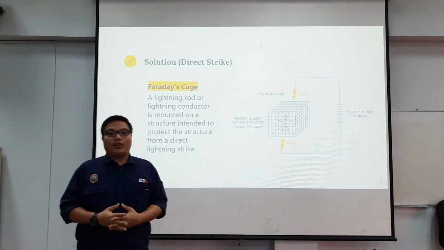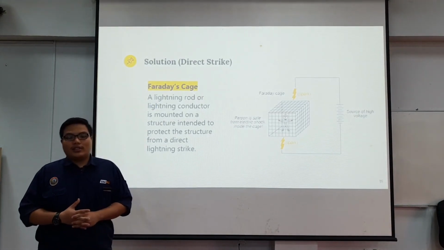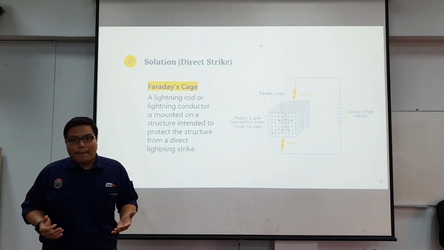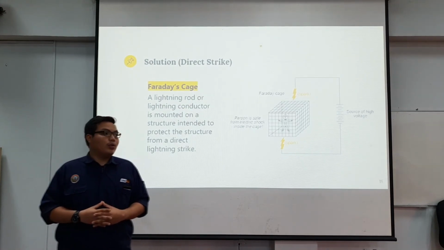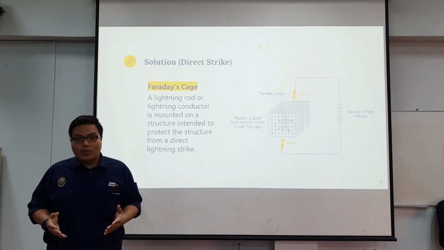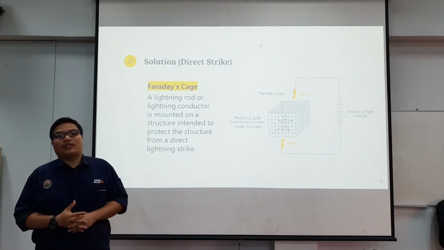The next solution for direct strike is Faraday's cage. Faraday's cage is a device or a lightning rod that is mounted on a structure intended to protect the structure from a direct lightning strike.